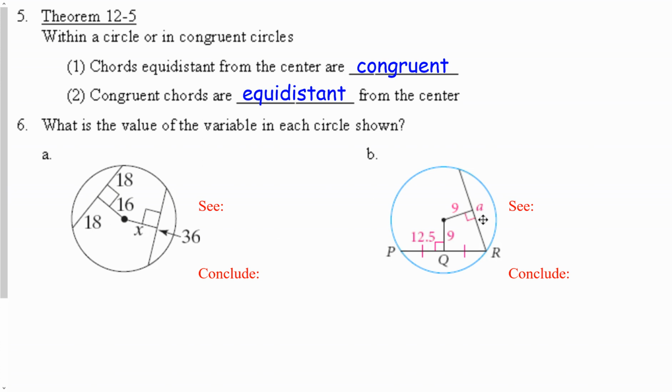Under number 6 here, we have 2 examples. Neither one of these really requires any work. It's just you have to understand what you're looking at, be able to identify the information you're given, and then see what conclusion you can make from that.